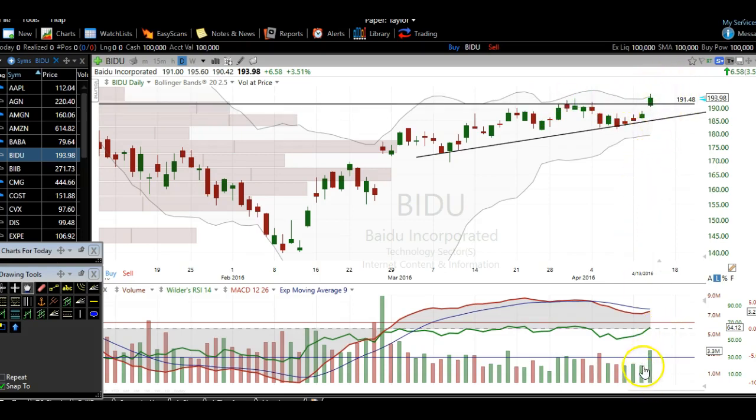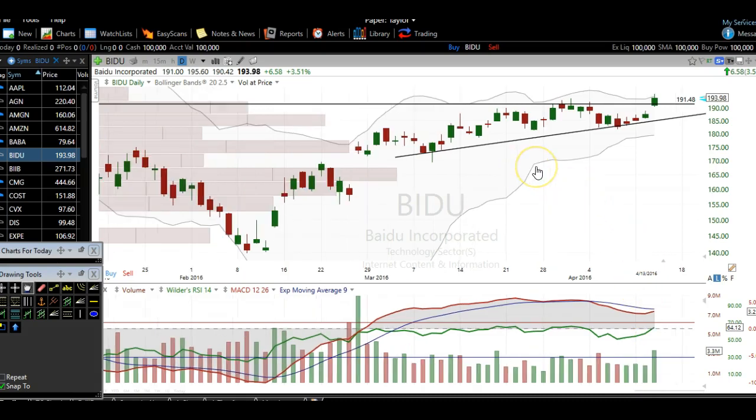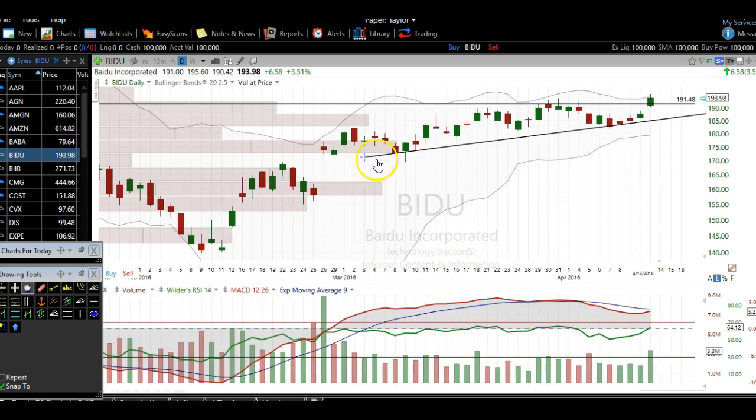And as you can see, today's volume, nice little volume push as well, so that's bullish for Baidu. Looks like Baidu's heading higher. We've got this uptrend line support right here, and that should be guiding us higher as well. Might want to come down here and fill that gap. I think that'd be a good long opportunity personally.